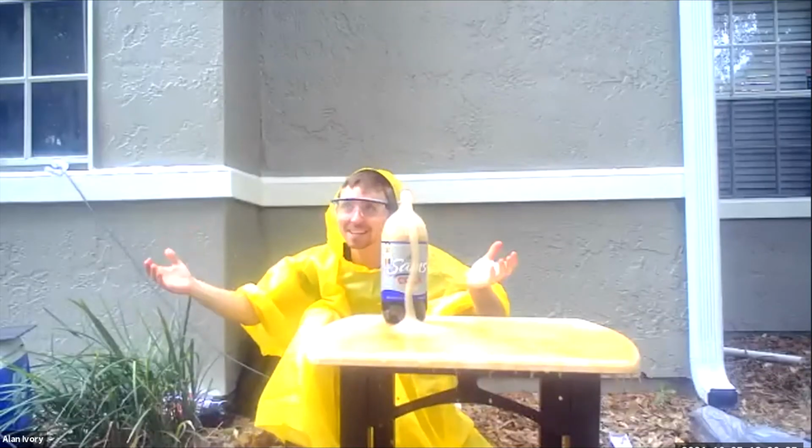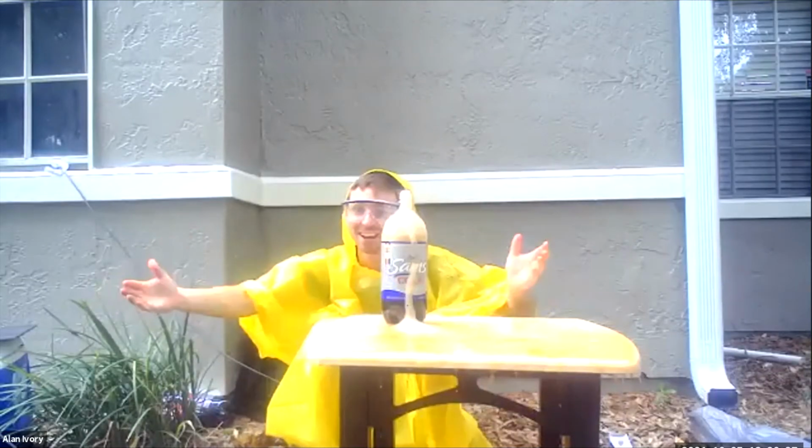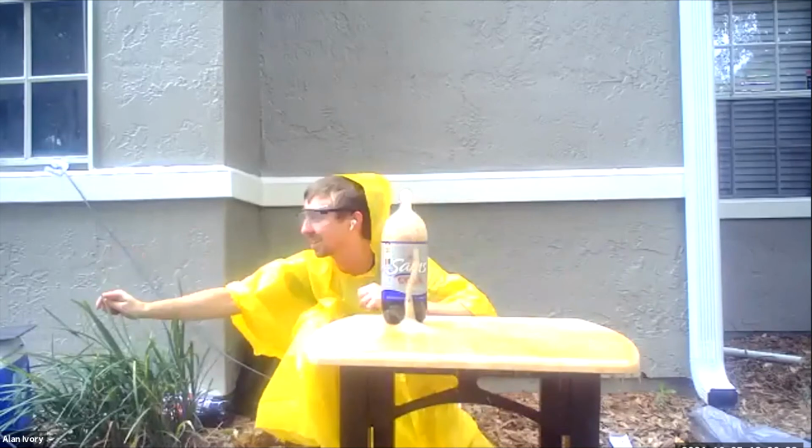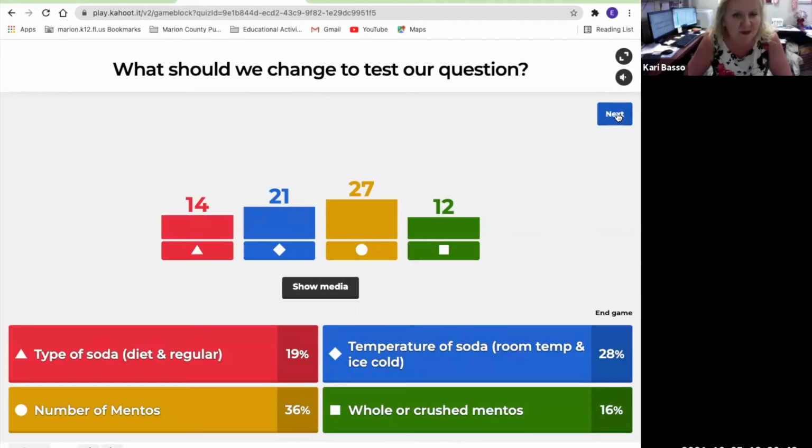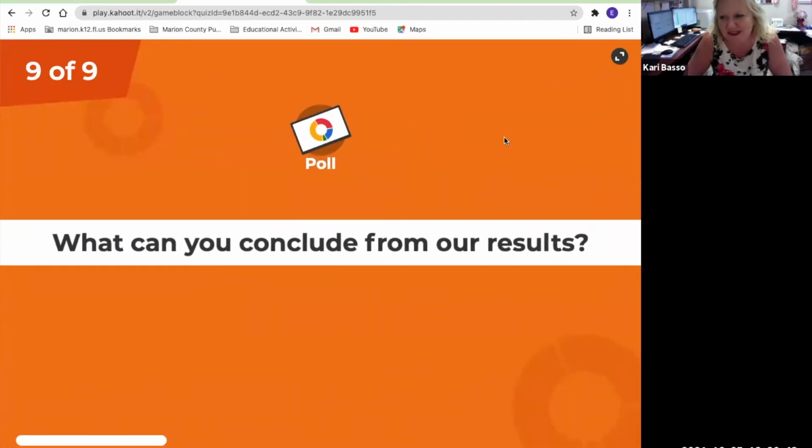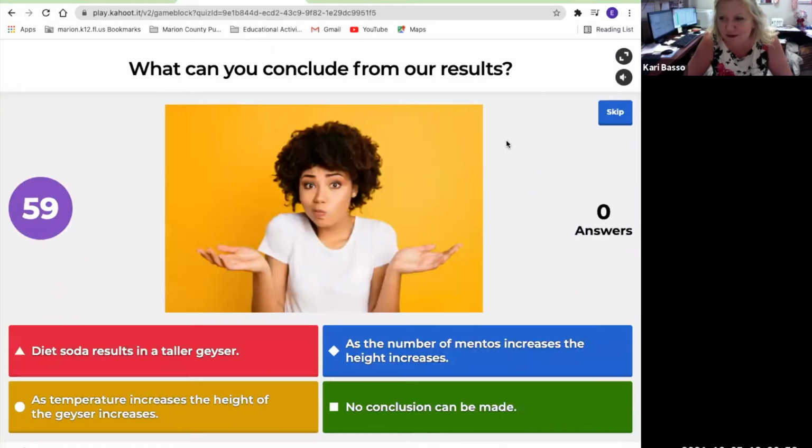I think in this experiment, we can decide a conclusion this time. Excellent. That is much, much clearer for us to be able to figure out the results. So now this should be easy. What can we conclude from these results? Based off of the variable that we chose, which was the number of Mentos.